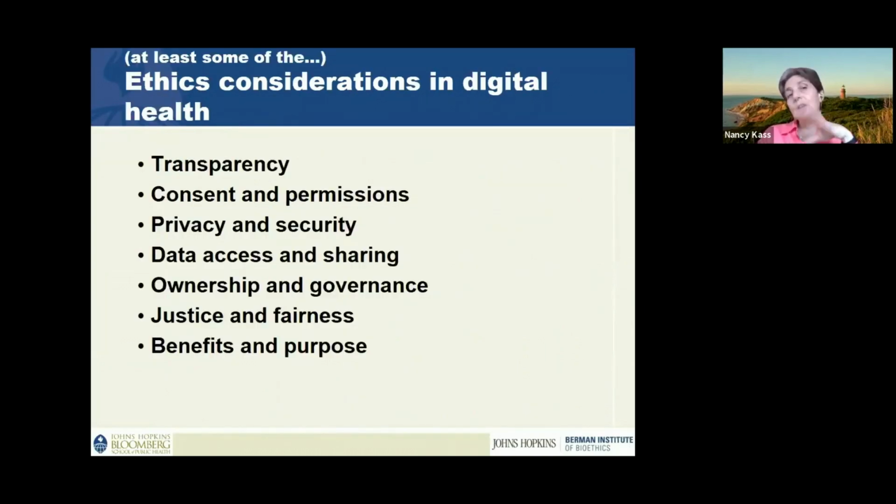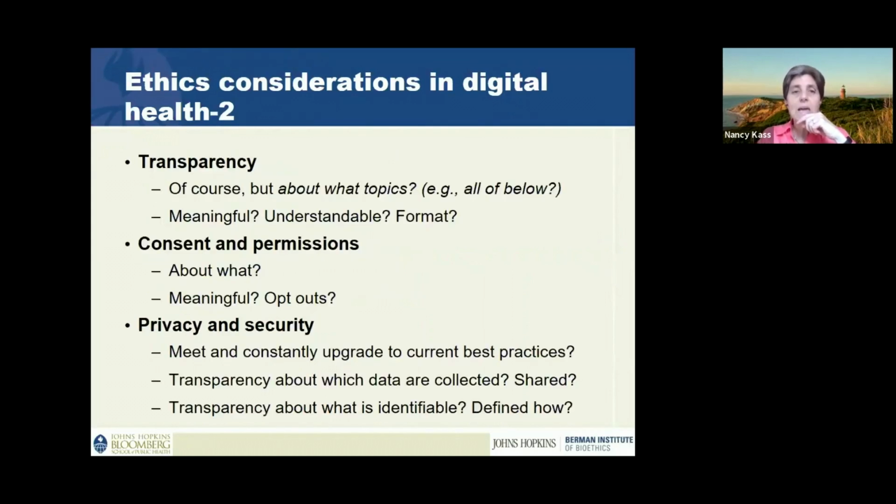So here is a bit of a laundry list. I call it at least some of the important ethics considerations in digital health. And let me jump into a little bit of discussion around each of them. So transparency is obvious on its face. But again, for so many of these ethics considerations that I'm going to raise, there's a lot of devil in the details about what is really required quite specifically. So part of the point of this first bullet is that transparency is required, but substantively about what topics, and we'll talk about a range of additional features of a data system that each involve a decision.